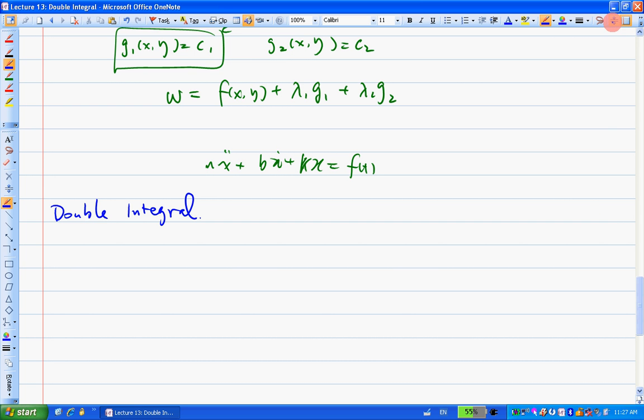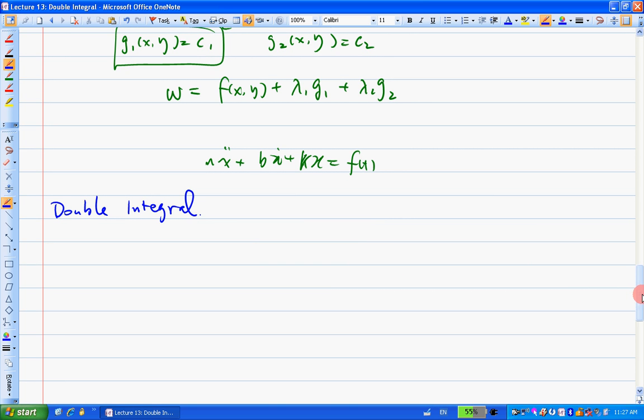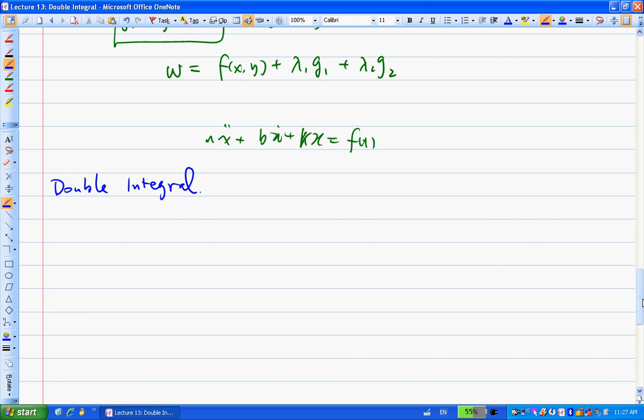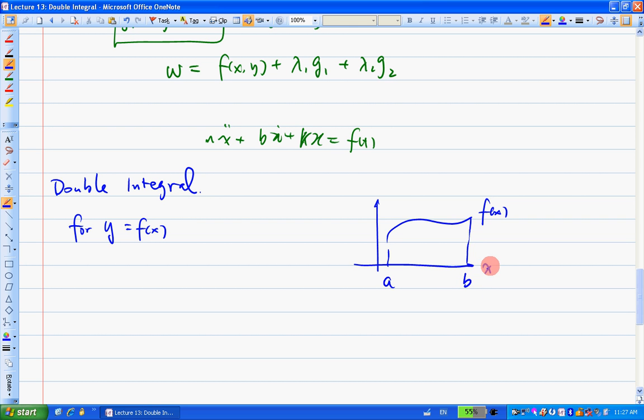Just like the one integral that you learned, single variable. So double integral must be an integral dealing with a function of two variables. But let's start from the simplest case, a single variable function. For a function y equal to f(x), we're going to integrate from a to b. Right? Integrate from a to b.